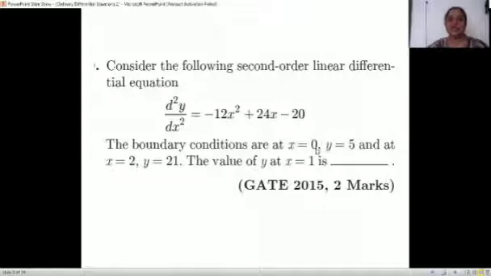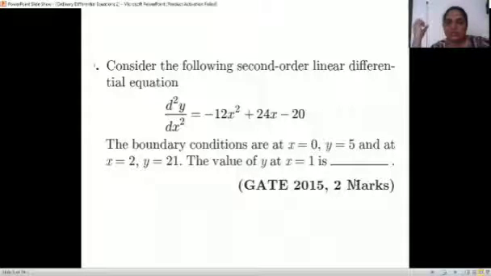Next question, consider the following second order linear differential equation. The equation is given to you, d2y by dx square is minus 12x square plus 24x minus 20. The boundary conditions are also given, that is at x is 0, y is 5, and at x is 2, y is 21. The value of y at x is 1 is asked, and this was for 2 marks. So how to solve? This is an LDE, we know, and it is also given. So we have to write d by dx as capital D. So we get D square y is.